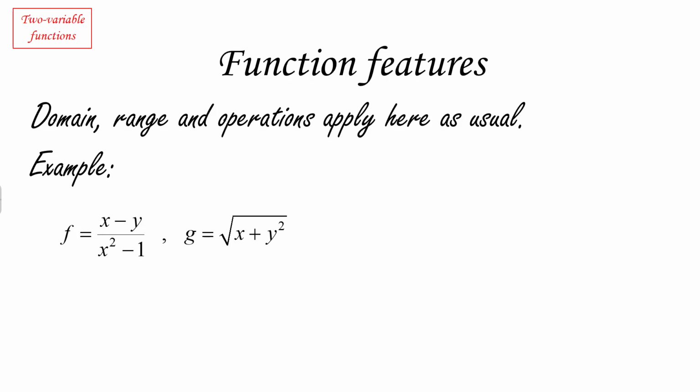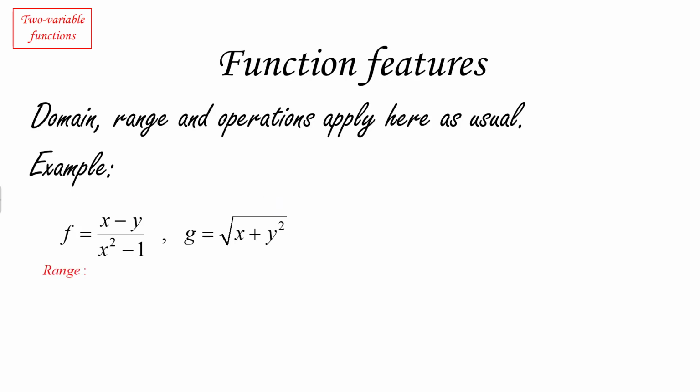Now let's see, what is the domain for these two functions? For the first one, of course, the problem comes from the denominator, so we don't want x to be equal to plus or minus 1. So the domain will correspond to any values of x and y, except when x is equal to plus or minus 1. For g, on the other hand, g involves a square root, so we have to make sure that the radicand is at least 0. So the domain will consist of all points x and y for which x plus y squared is greater than or equal to 0.